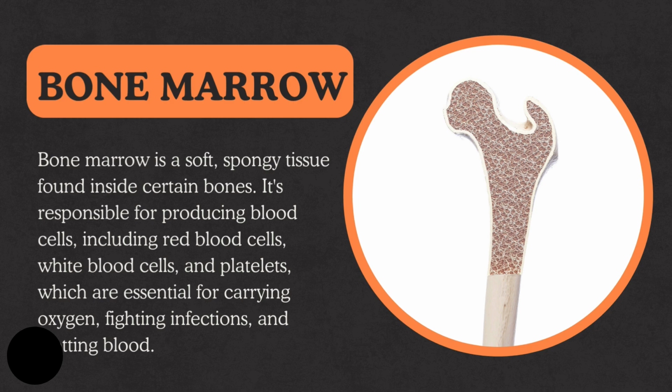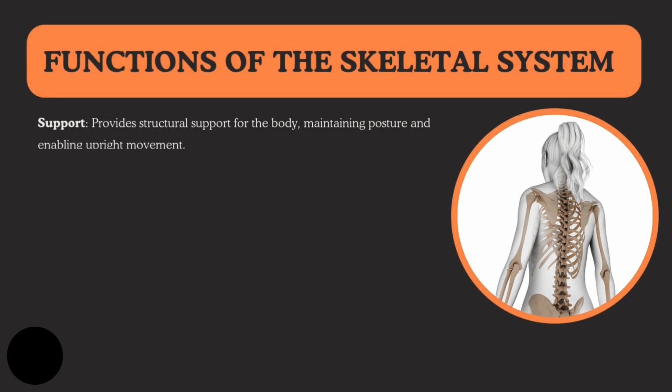And inside the bone is the bone marrow, which is soft and spongy tissue. It's only found in certain bones, the long bones, and it's responsible for producing blood cells, including red blood cells, white blood cells, and platelets, which are essential for carrying oxygen, fighting infections, and clotting blood. I find it very hard to imagine that inside my bones there is this other physiological function that is also going on.